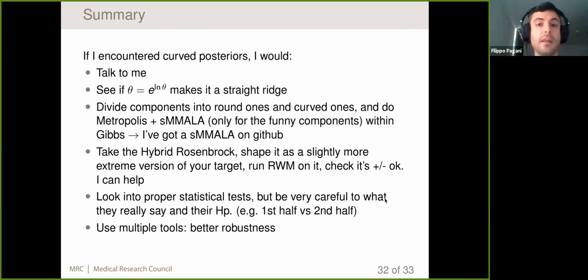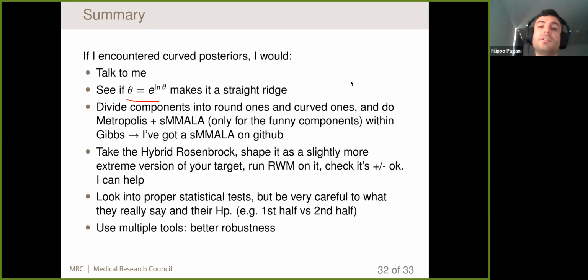So in summary, if you encounter difficult posterior distributions, I would, well, just talk to me. I don't mind chatting about these things. Actually, it's quite fun. That's probably the easiest thing you can do. Another thing you can do is try some simple transformations like this one, which turns your curved posterior into a straight ridge, which sometimes does work, especially in epidemiology, where the problems involve rates, which are positive quantities.